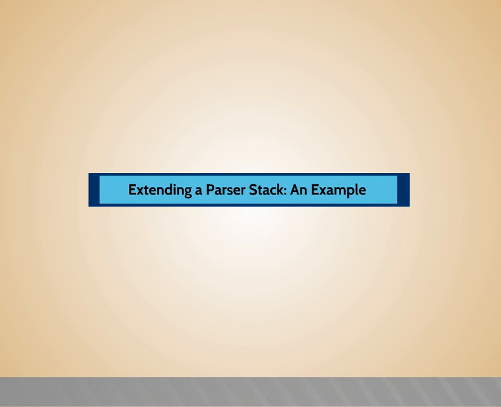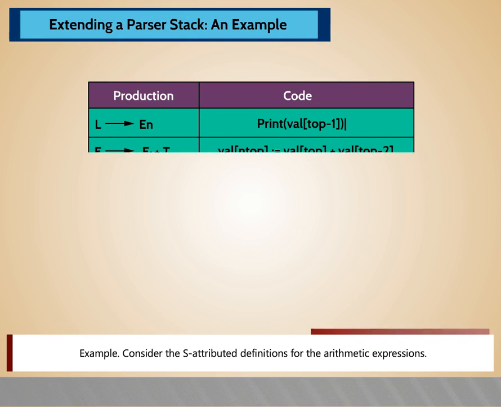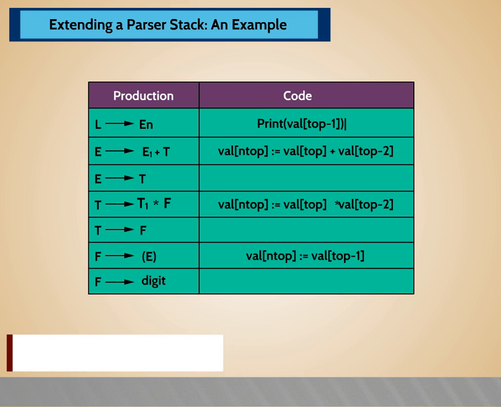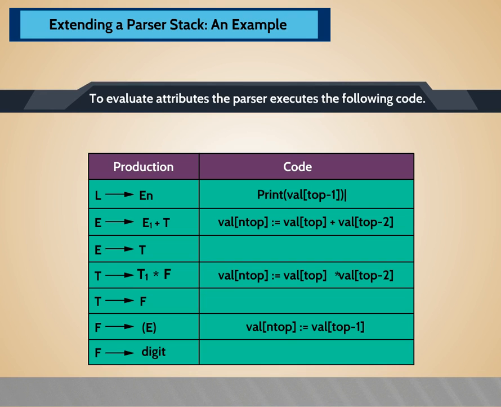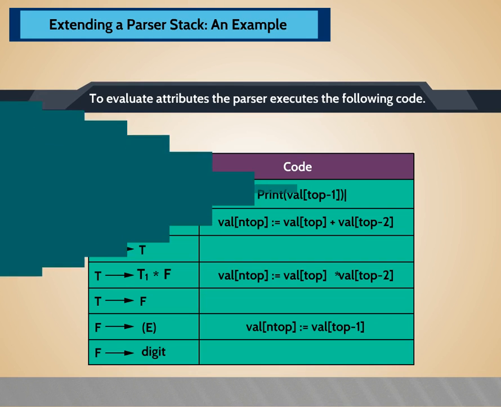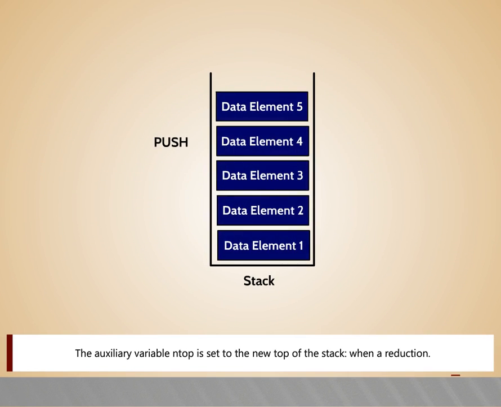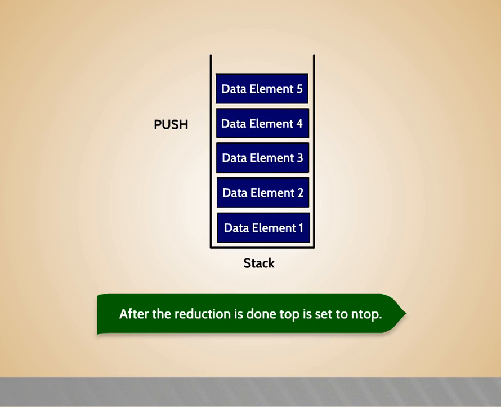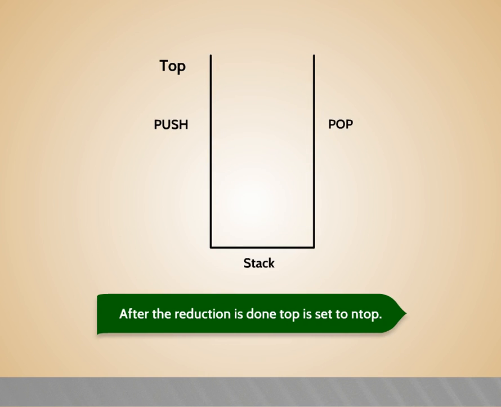Extending a parser stack, an example. Consider the S-attributed definitions for the arithmetic expressions. To evaluate attributes, the parser executes the following code. The auxiliary variable ntop is set to the new top of the stack when a reduction A produces alpha is done with modulus of alpha equal to r, then ntop equals top minus r plus 1. After the reduction is done, top is set to ntop.